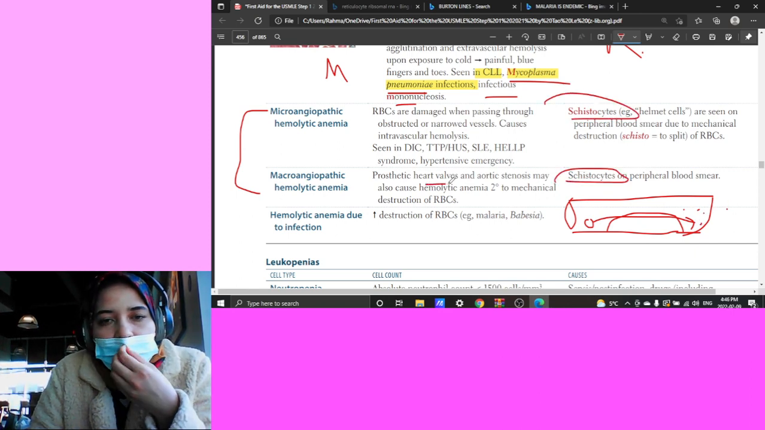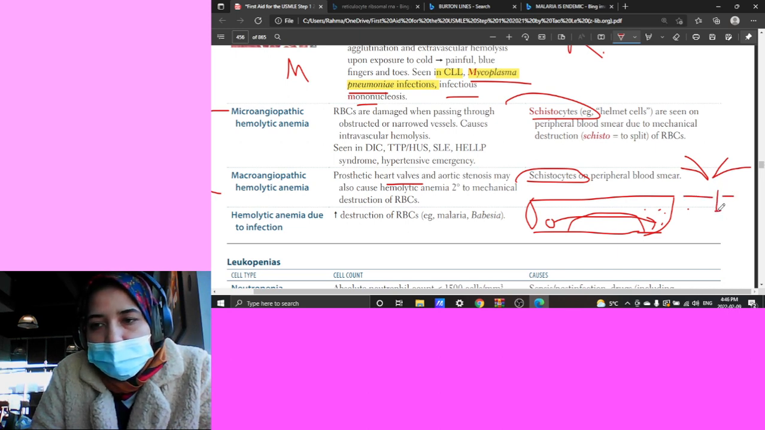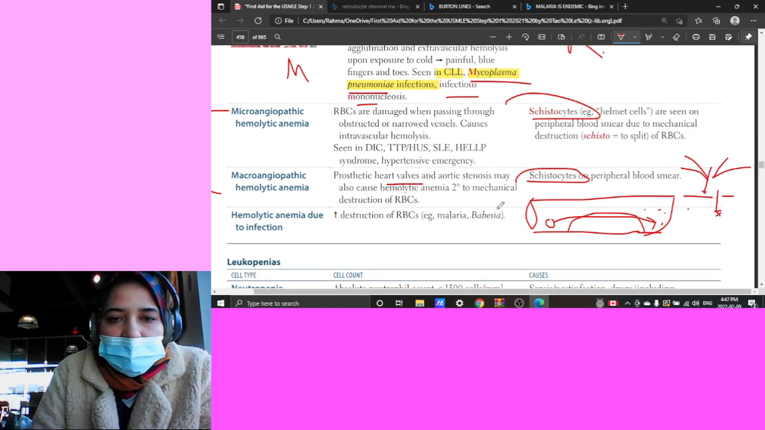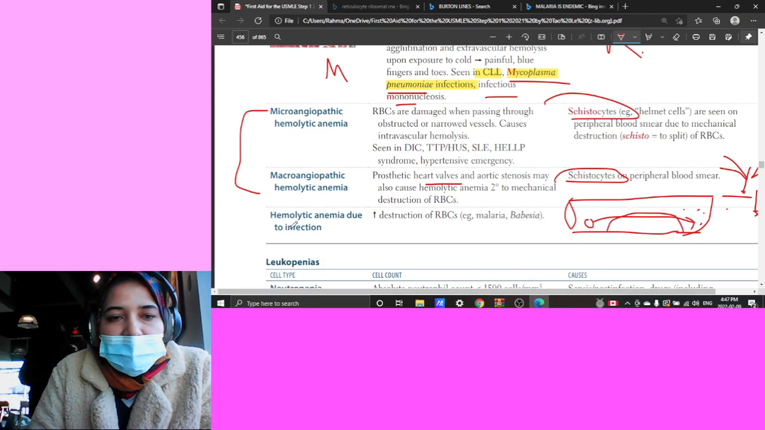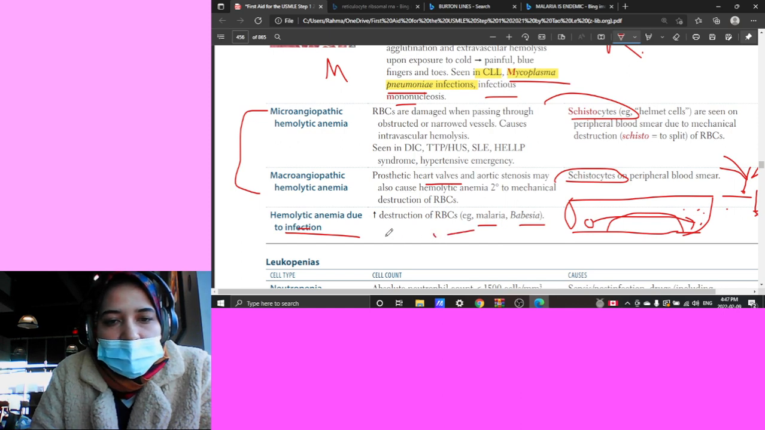Or you have a valve, so as the RBC is passing through a heart valve, a prosthetic heart valve, or if you have aortic stenosis, and it's trying to squeeze through, it's getting injured. So then you're going to have your schistocytes in both. You might also have hemolytic anemia due to infection. The two types of infections are babesia and malaria. The buzzwords for it is you're going to have a ring shape form in the RBC, that's malaria, and babesia is Maltese cross.